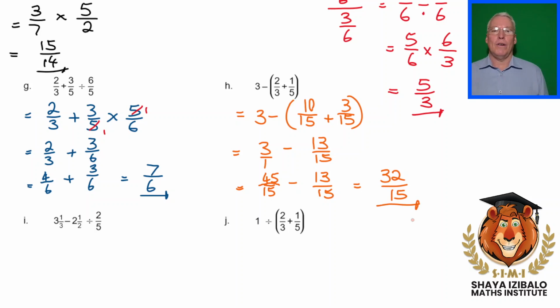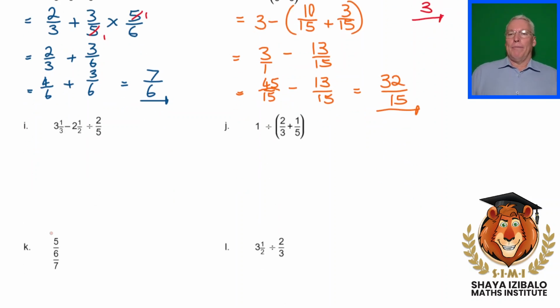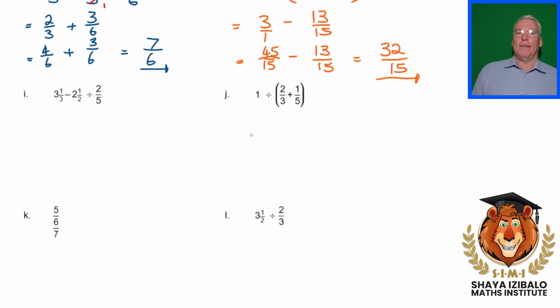Okay. All right. The next one. Quite messy. There's a lot going on here. The first thing we must do is change these mixed numbers into improper fractions. 3 and a third, multiply that by the denominator and add the numerator. 10 over 3. Minus 5 over 2 divided by 2 over 5.